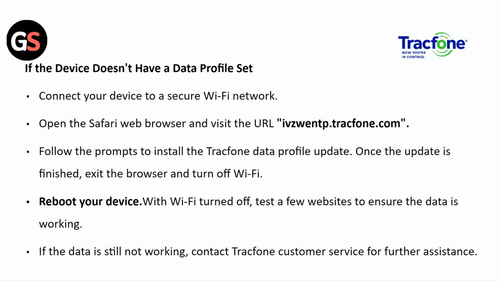Open the Safari web browser and visit the URL. Follow the prompts to install the TracFone data profile update. Once the update is finished, exit the browser and turn off the Wi-Fi. Reboot your device. With the Wi-Fi turned off, test a few websites to ensure the data is working. If the data is still not working, contact TracFone customer service for further assistance.